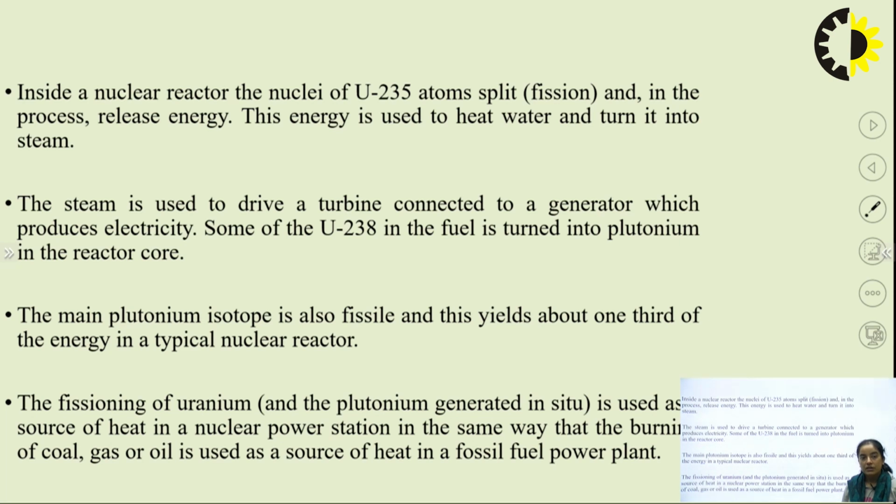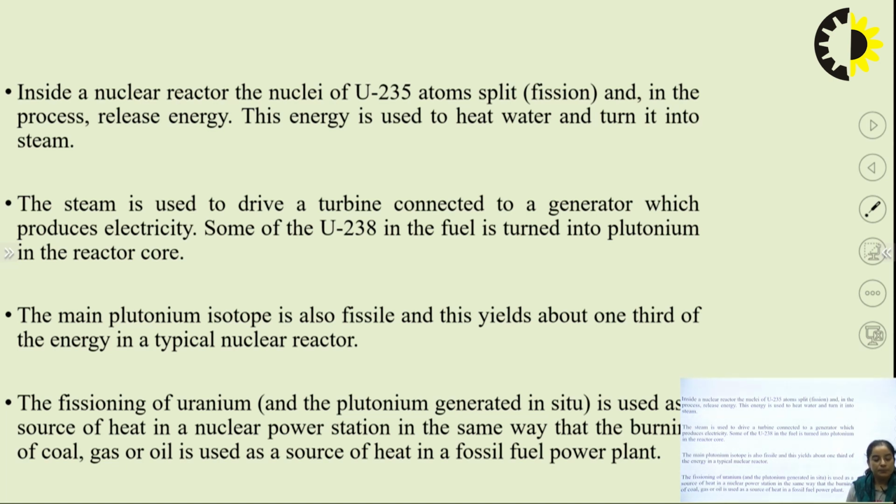So the fissioning of uranium and the plutonium generated in the process is used as a source of heat in the nuclear power station, in the same way that we use burning coal, gas and oil as a source of heat in a fossil fuel plant. So mainly, by the fissioning of the uranium and plutonium, which is the byproduct in the nuclear reactor, we generate heat.